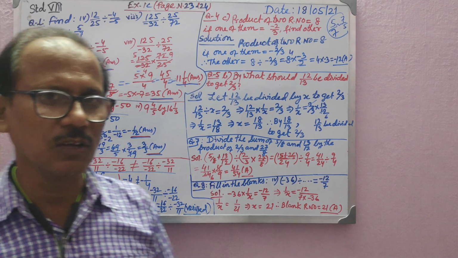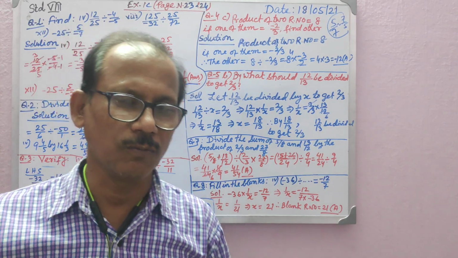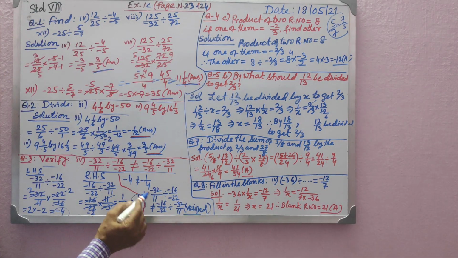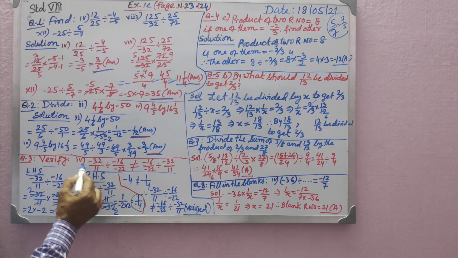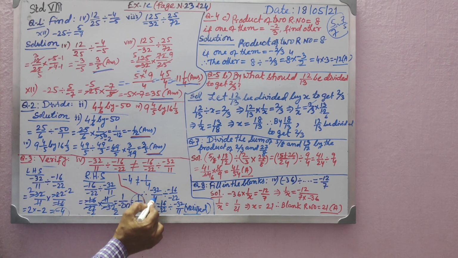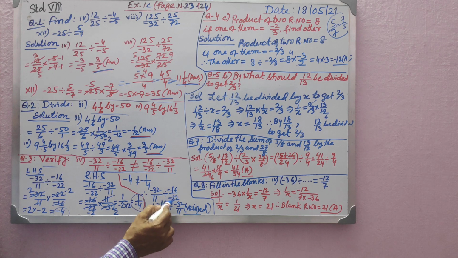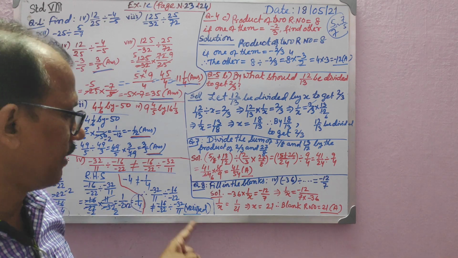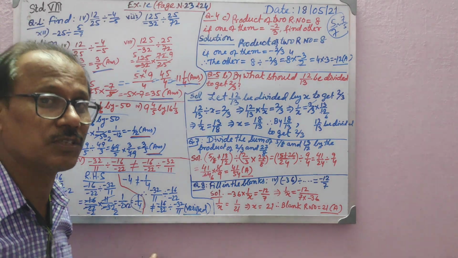It is 1 by minus 4 this side and this is minus 4. Minus 4 is never equal to minus 1 upon 4. So this is not equal, therefore you have to write down the complete sum: minus 32 by 11 divided by minus 16 by minus 22 is not equal to minus 16 by minus 22 divided by minus 32 by 11. That is verified. You have to prove it this way.